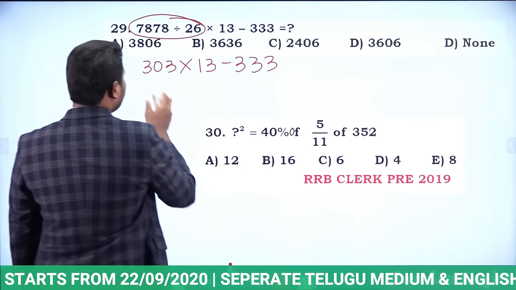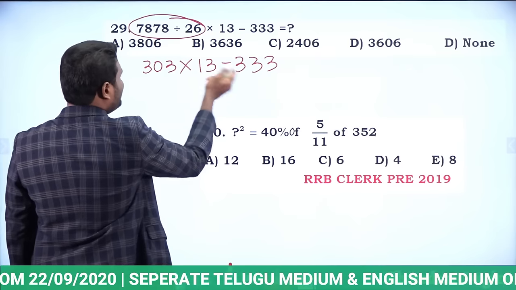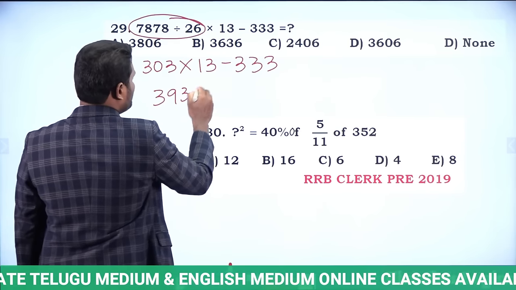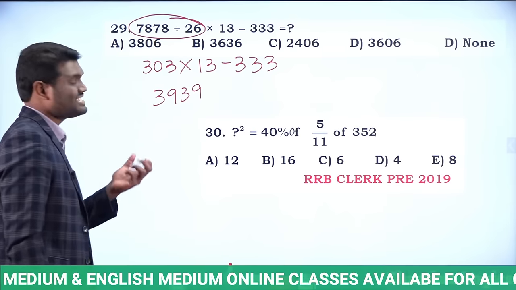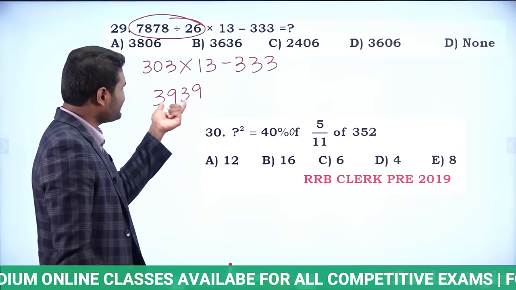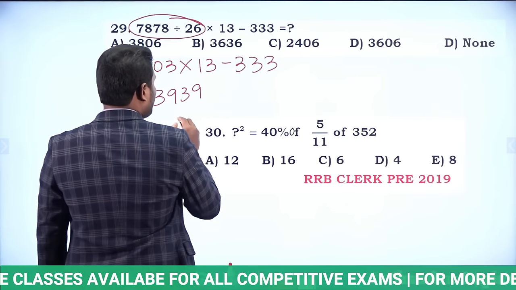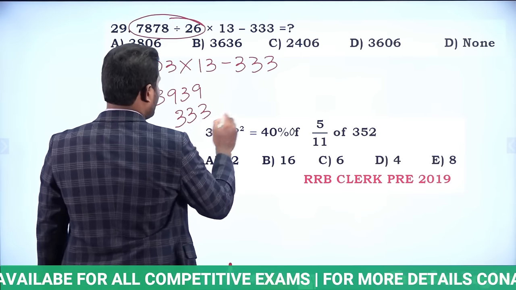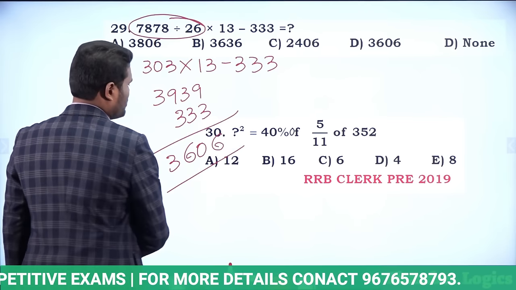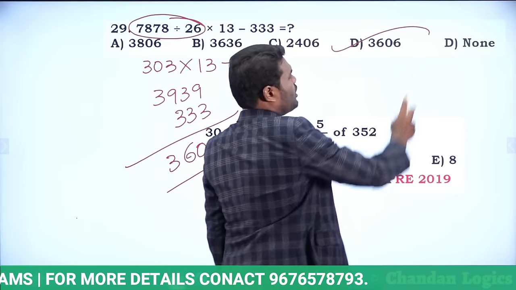Now look here, 303 into 13 is nothing but 3939. Why? Because 13 3 times is 39. So 303 into 13 is 3939. 3939 minus 333, so the answer is nothing but 3606, which is option D.